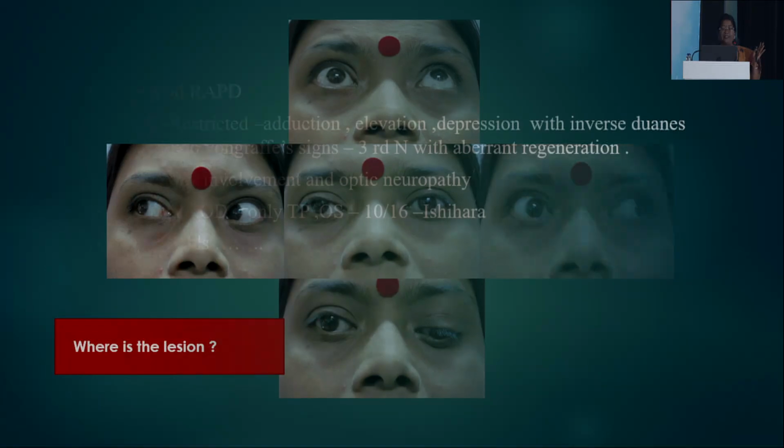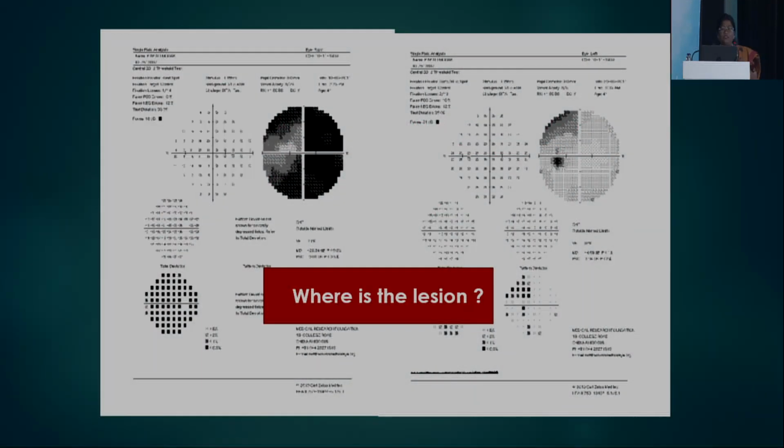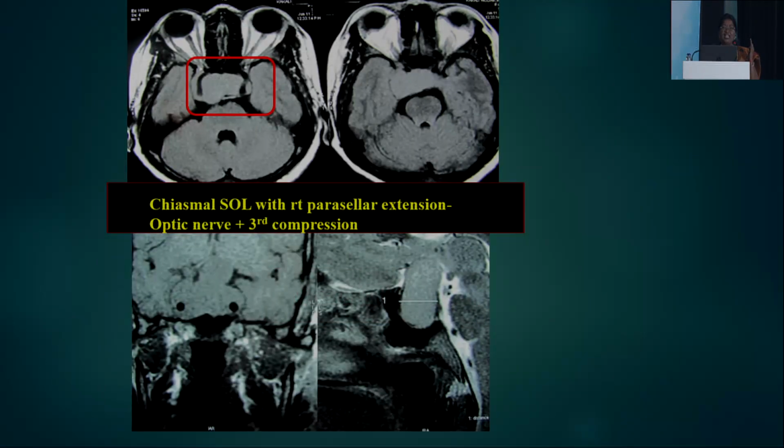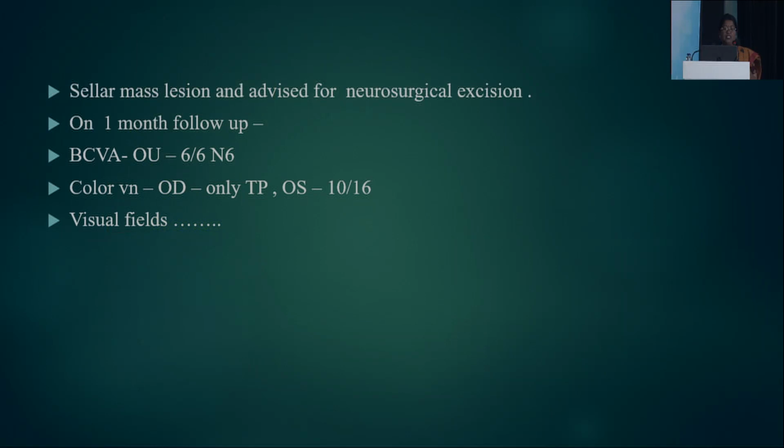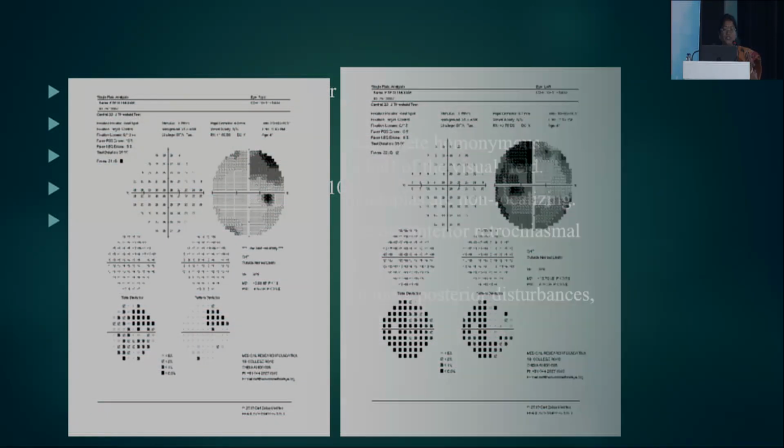You see an inverse Duane's and a pseudo-Graefe sign, okay? There's a right-sided drop in vision. This lady does not have TED. So those are her fields. It's a dense field loss, and again there's a sella mass which has to be operated. She had multiple cranial nerve involvement and the lid signs were mistaken for thyroid eye disease. Post-surgery she had a good visual recovery.